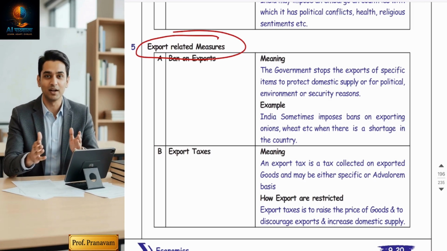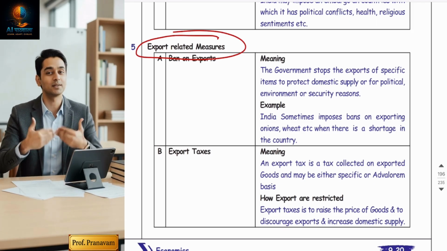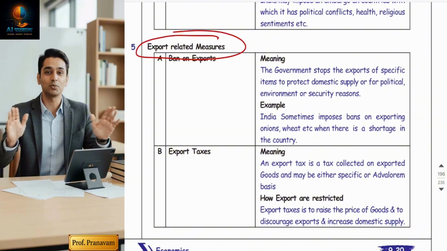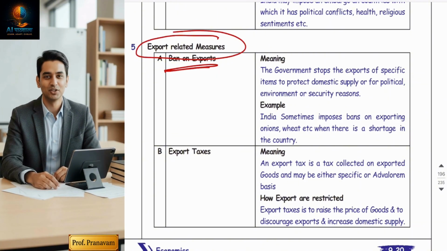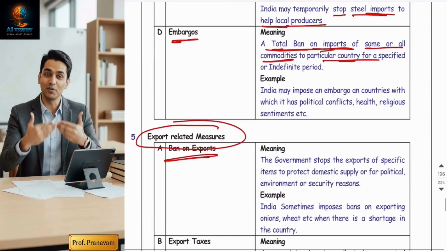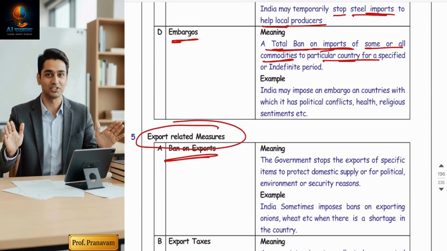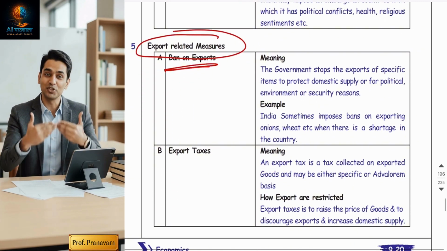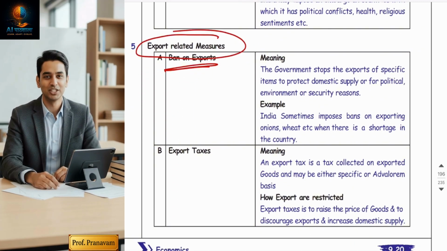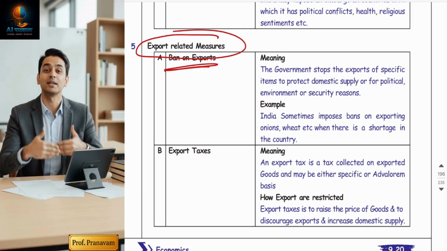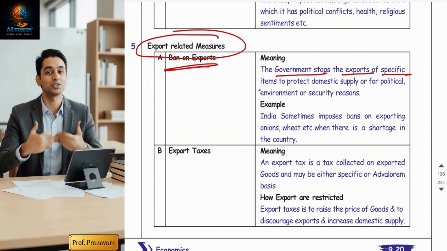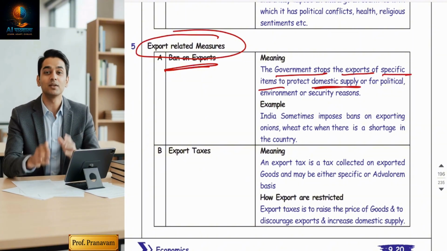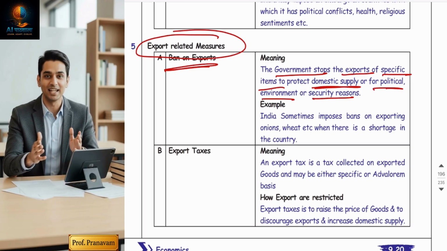So let us understand how exports can be restricted or motivated. They are called export related measures. So first is ban on exports. Government can ban some goods on exports. It's like embargoes. In embargoes, import of some goods is banned. But in export, again, it's like an embargo. Some goods cannot be sold from India to outside India. So government stops the export of specific items to protect domestic supply or for political, environment or security reasons.